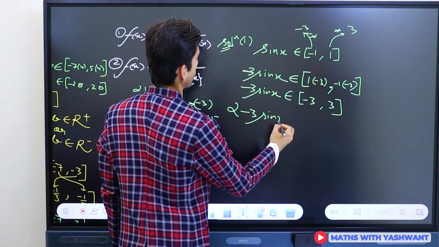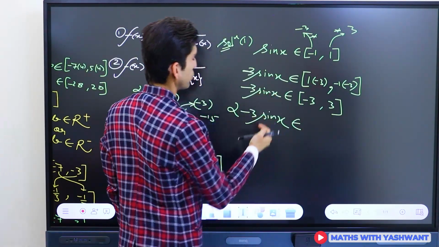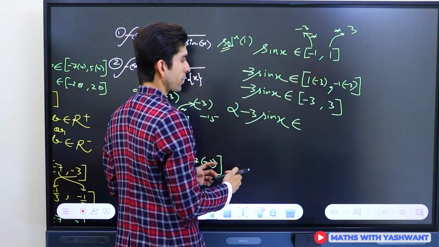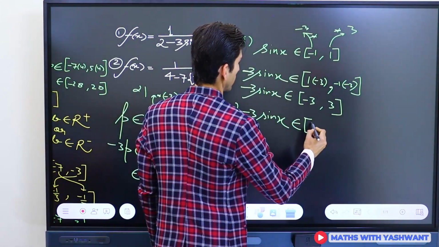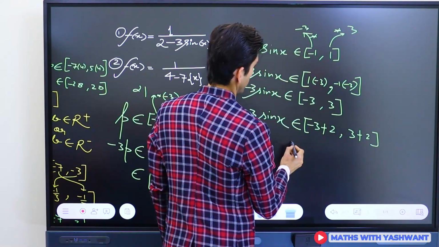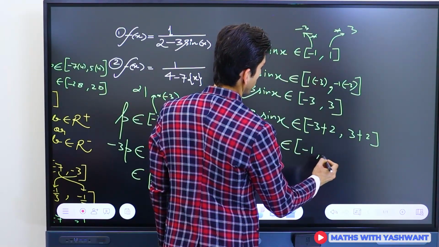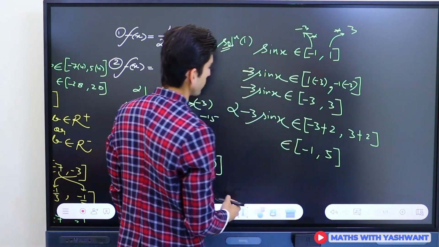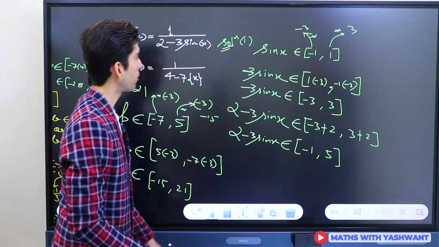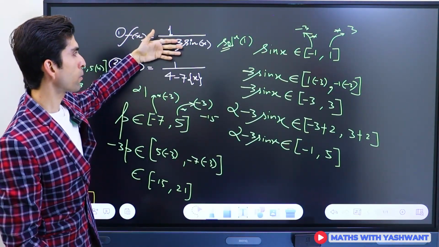So when we add a constant number to a functional expression, to get the range of the new functional expression, we simply add that constant to the left and the right hand boundary points. So we have -1 to 5 for 2 minus 3 sin x. Now our original functional expression is 1 upon 2 minus 3 sin x.